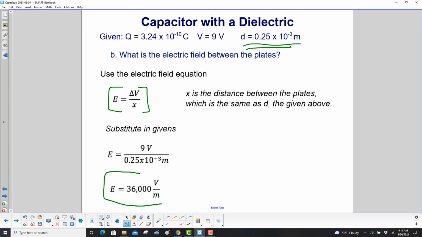Carry out the math, and you get an electric field of 36,000 volts per meter. Now remember, please, electric field is also written in newtons per coulomb. Both are equivalent.